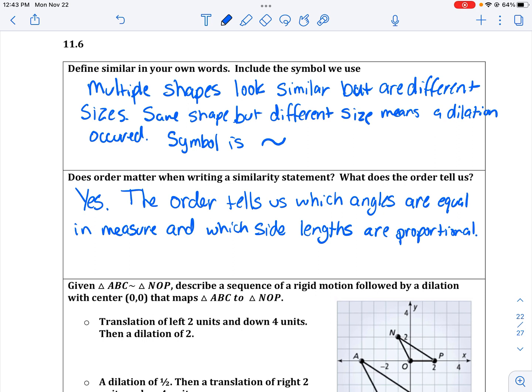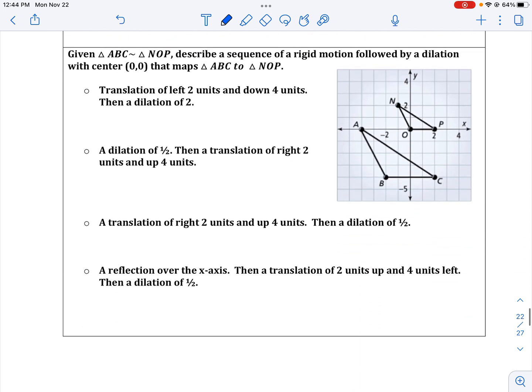Does order matter when writing a similarity statement? And what does the order tell us? And yes, it does matter. The order tells us which angles are equal in measure and which side lengths are proportional. So let's get to some examples.